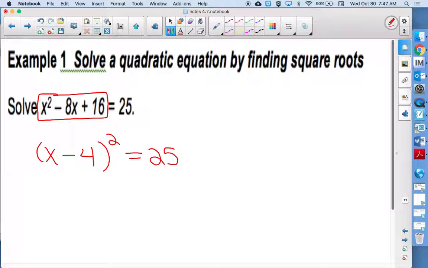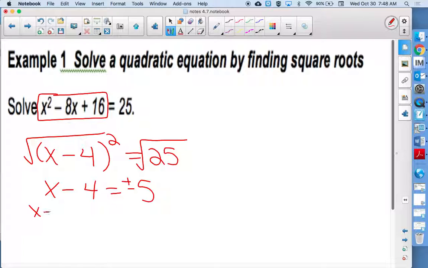Nick, what would you do next to solve it? Take the square root of both sides. Yeah. And the square root of 25 is? 5. And? Plus or minus. Yeah, plus or minus 5. So you should have two answers just like we did for letter A. Nick, your two answers are? 9. So a 9 and a negative 1.